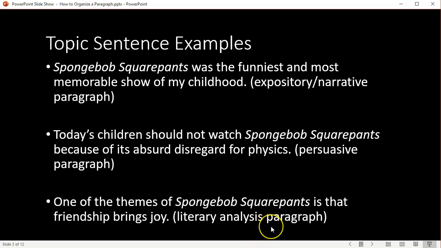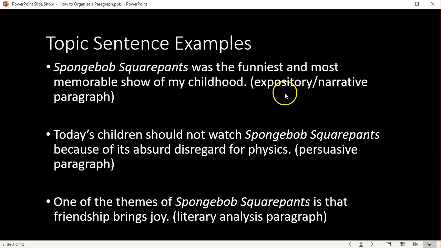Third type is literary analysis. Since SpongeBob is a TV show, it is technically a form of art. We can analyze it. We can discuss its meaning. We can discuss what's valuable about it. We can discuss the artistry of it. We can discuss themes and characterization and plot and setting and point of view and all those things that we've already studied for short stories. A literary analysis paragraph is just writing that explores the meaning of a piece of artwork, whether it's a short story or whether it's a TV series that went on for like 25 years. Nah, not 25 years. 20-ish years.